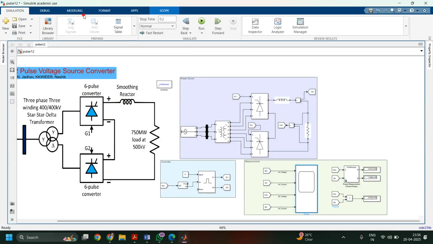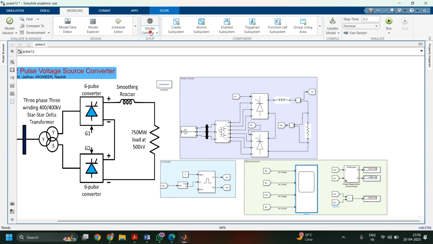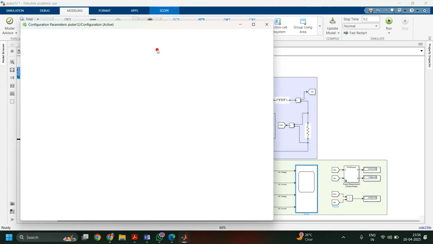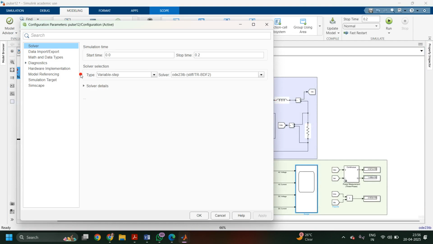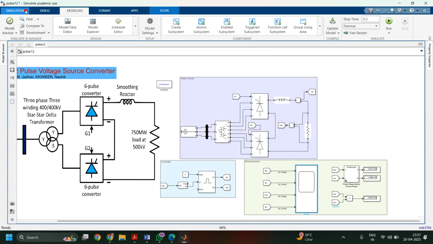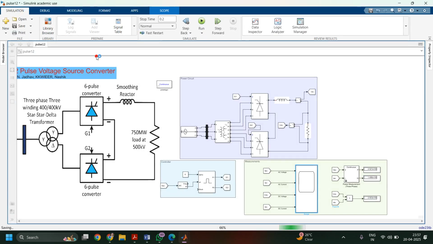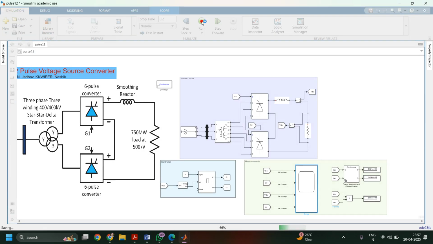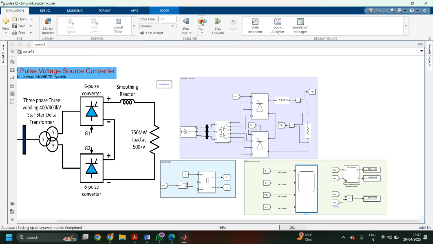Now you go into the modeling settings, because to display the THD we need to do some settings. In modeling settings, go to the input output port. In data import export, untick the single simulation output. See this area, untick this. Come to the simulation. Let me save this first, and let's run this simulation.